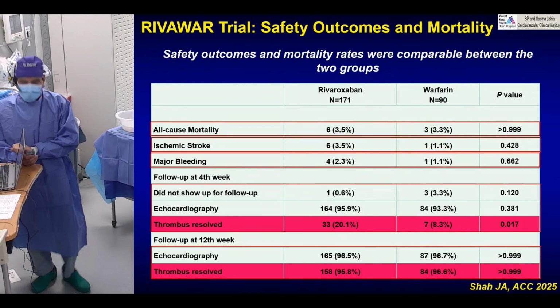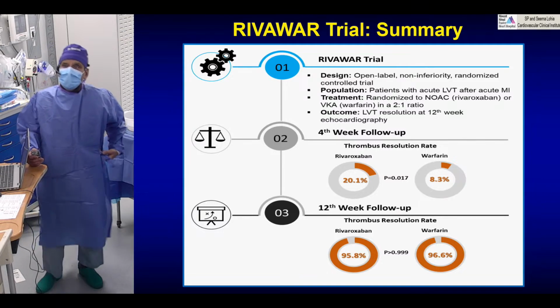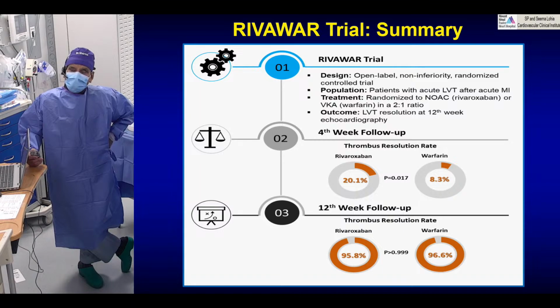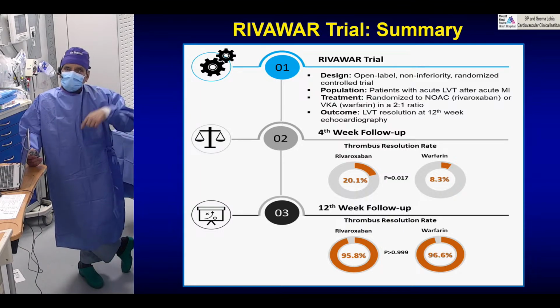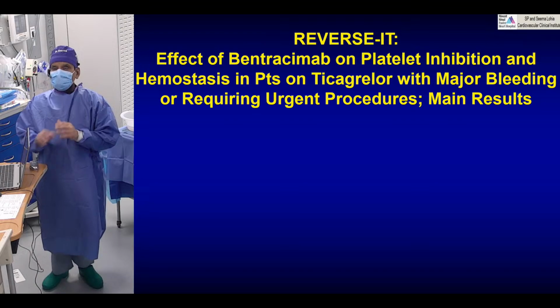We do not know, but overall it is very satisfactory, and therefore they put it together as a summary: at 4 weeks rivaroxaban is plus, at 12 weeks both are identical, without having embolism in between. So that's a good message. Then the third trial was REVERSE-IT.